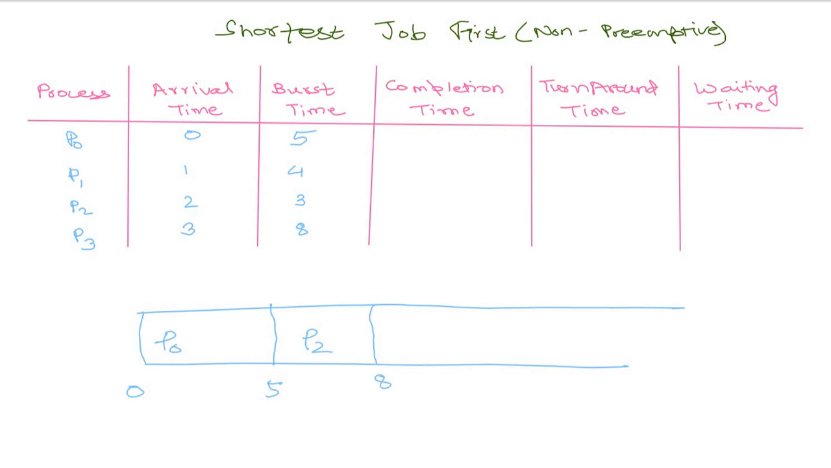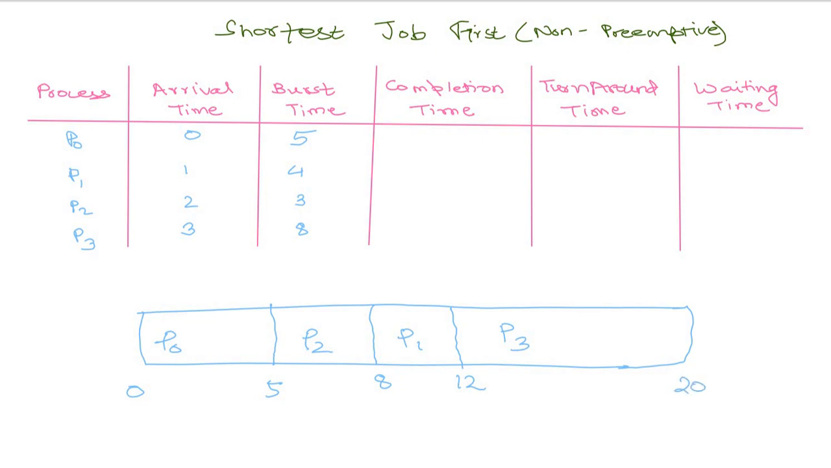Then from P1 and P3, we see that P1 has a shorter burst time, so we'll allocate P1. It gets completed at 12 since it takes 4 units of time. And finally, we'll give time to P3. P3 takes 8 units of time, so the completion time would be 20.